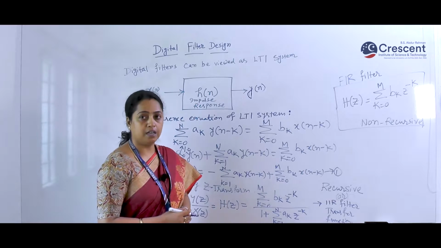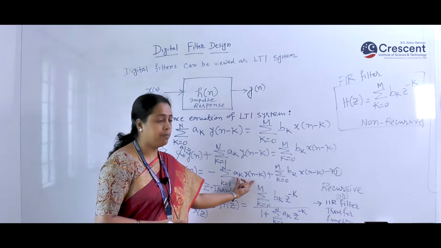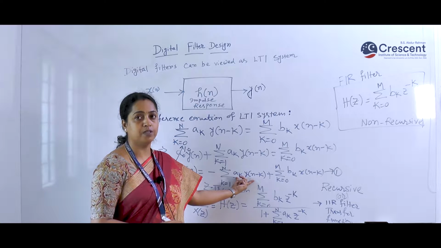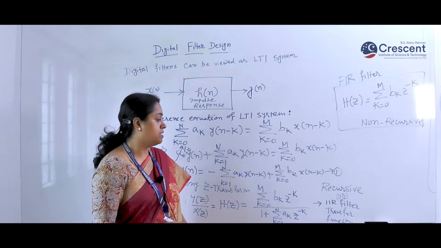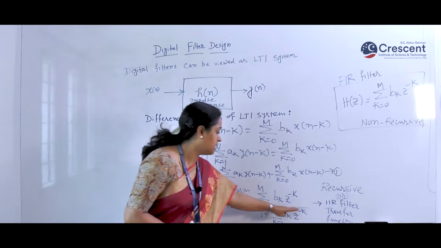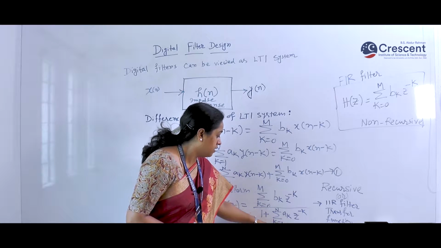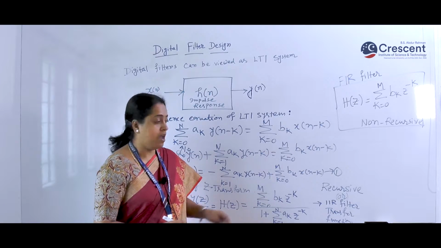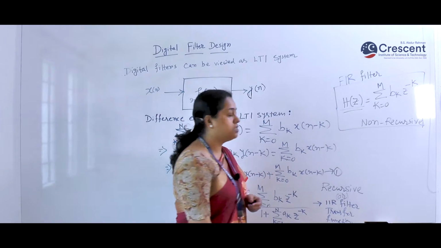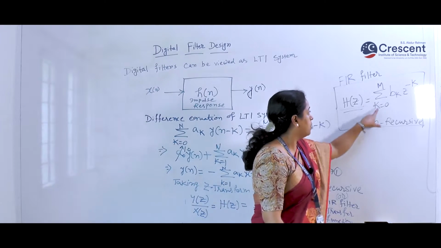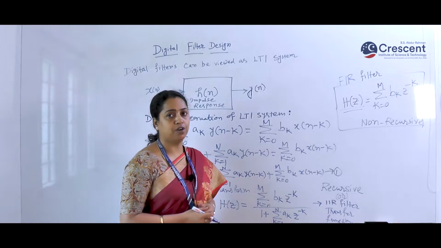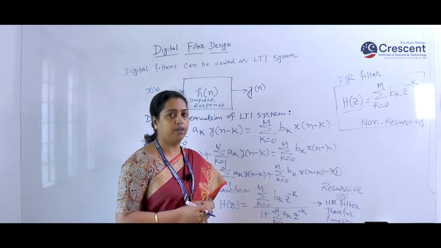IIR filters are recursive systems because the feedback is connected, or the output at present moment depends on the past outputs. Whereas in case of FIR filters, FIR digital filters, we are setting this term a k, k equal to 1 to n, to 0, and we'll be getting the system function as h of z, which is equal to the summation for k equal to 0 to m of b k z power minus k. So this is the system function of FIR filter or non-recursive system.